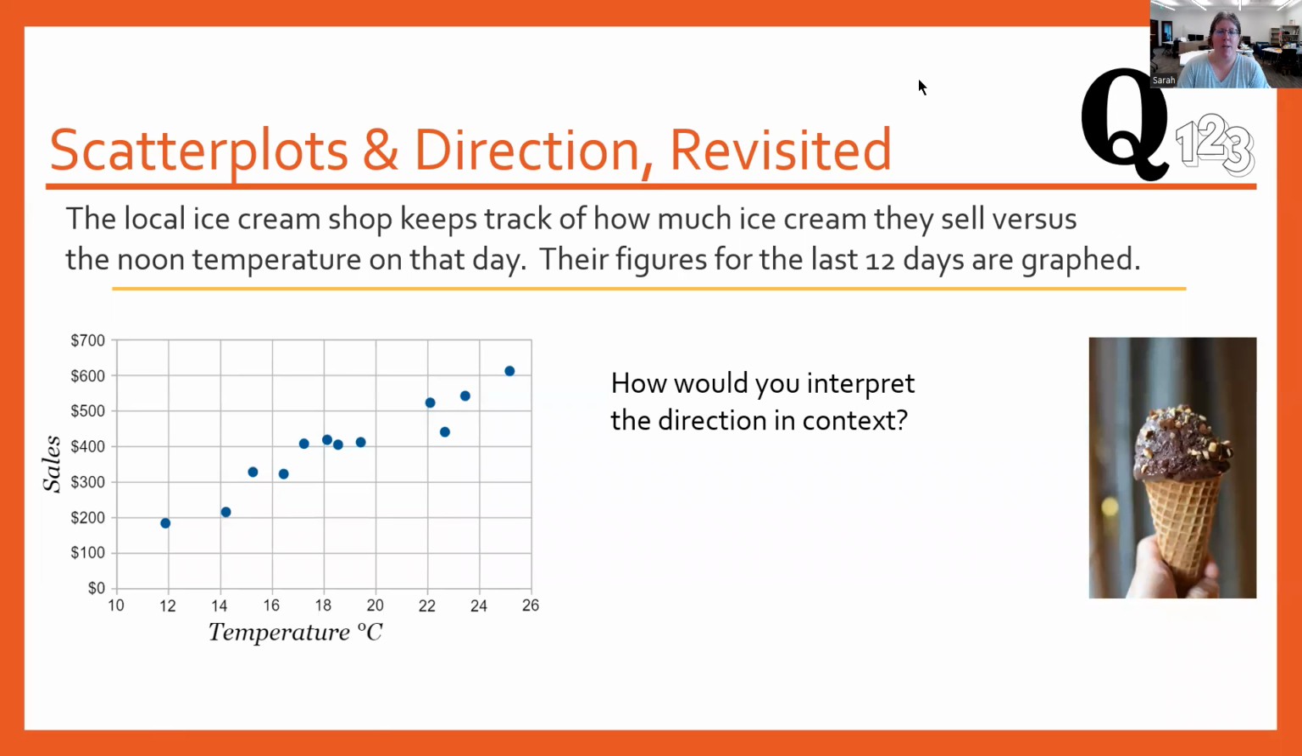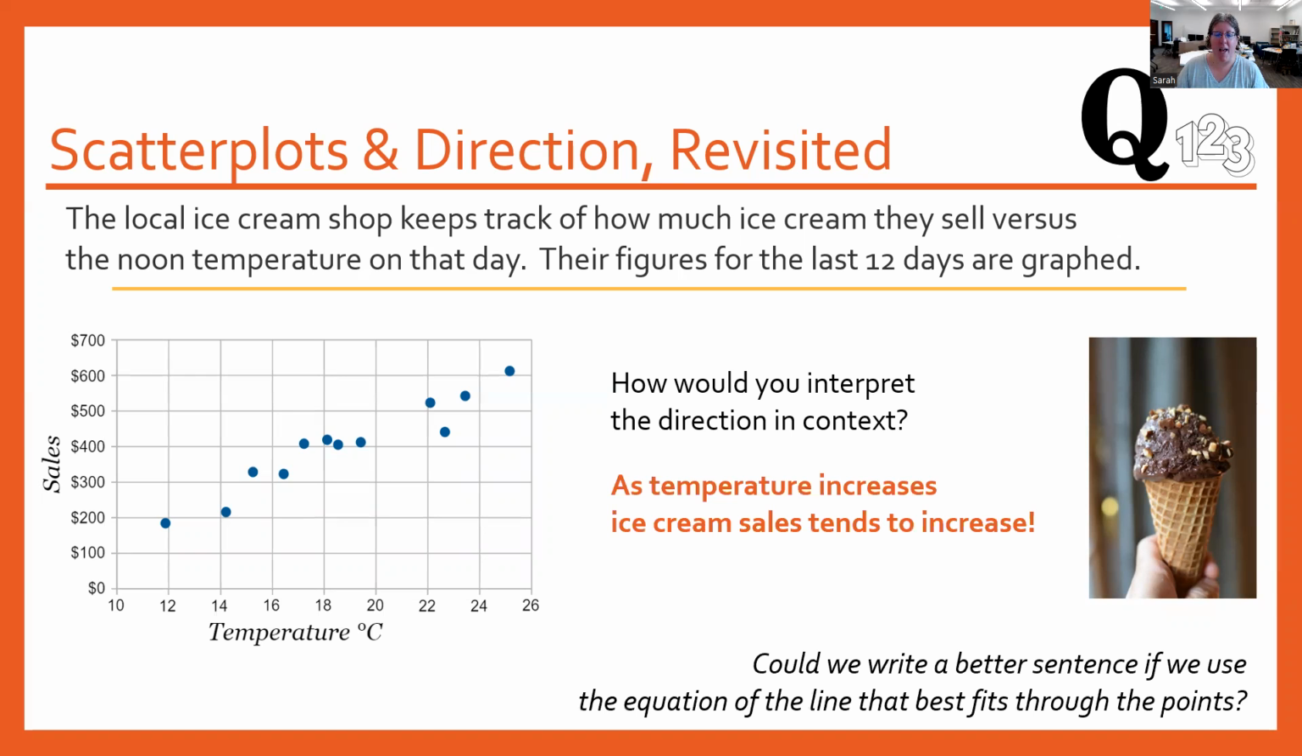One of the things we talked about in chapter 4 with scatter plots is that once we have the direction, either positive or negative, we can write a sentence that interprets that direction in context of the word problem. So here we have this example with temperature and ice cream sales again. To interpret this one in context, my statement would be something like, as temperature increases, ice cream sales tend to increase as well.